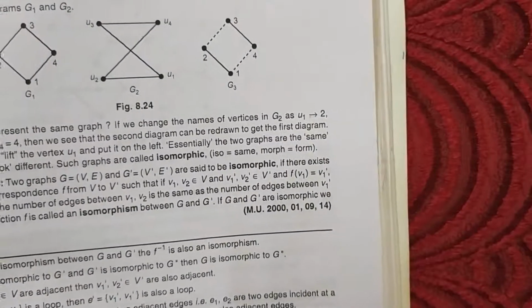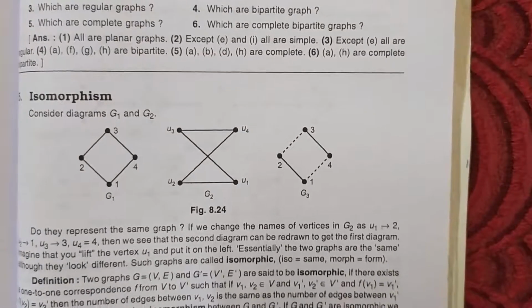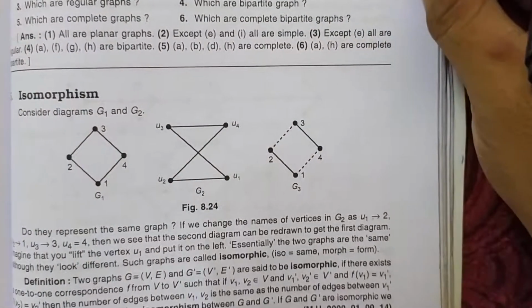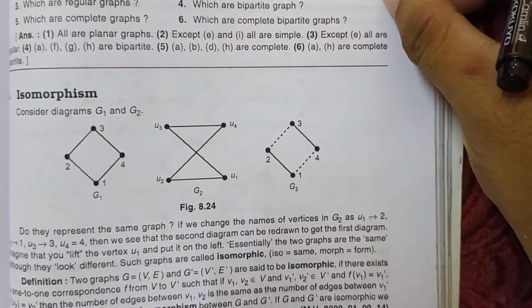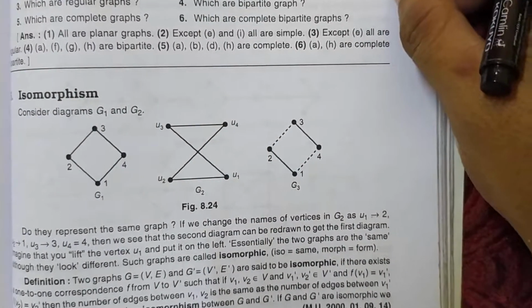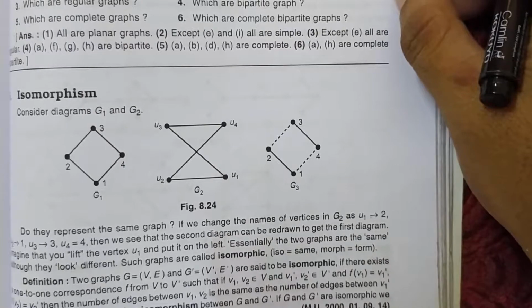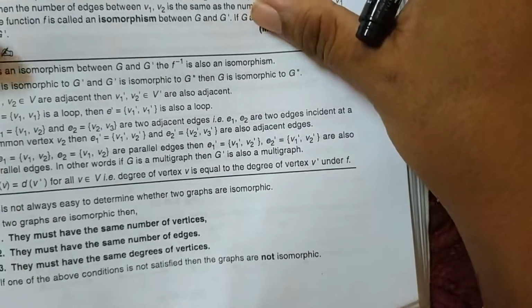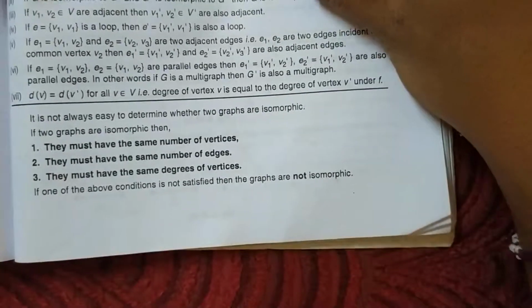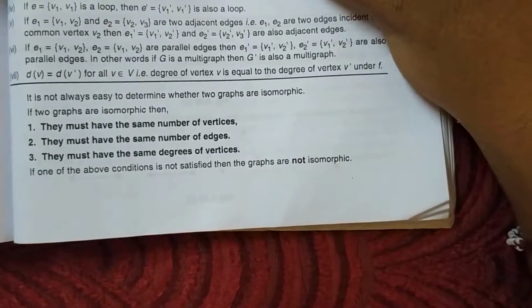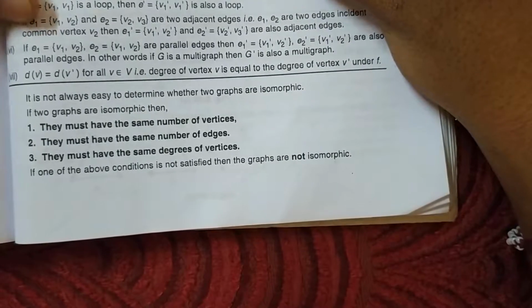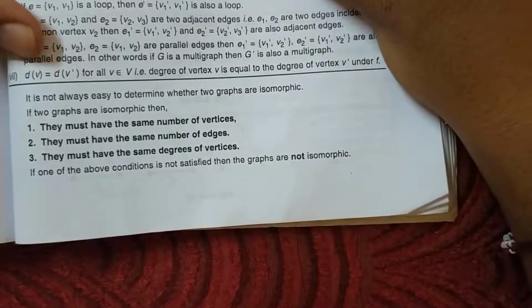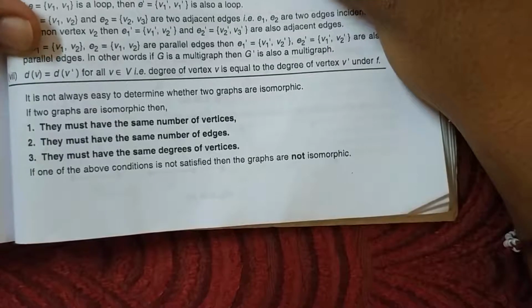The next point is isomorphism of graphs. Usually the question on this point is like this: you may be given two different graphs and asked to check whether the given two graphs are isomorphic or not.